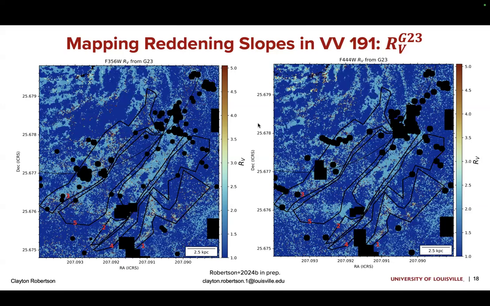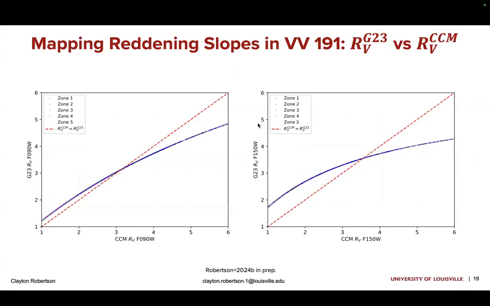And so we have two different relations, in Gordon's 2023 paper and Cardelli, Clayton, and Mathis's 1989 paper, to have a direct comparison between them. This is the comparison we find: between Gordon 2023 and the Cardelli, Clayton, and Mathis RV maps, around 3.1, which is the assumed RV value for the Milky Way, is when they agree with each other. But as you go to higher amounts of RV, there's a little bit of disagreement. The same thing goes for the lower amounts.